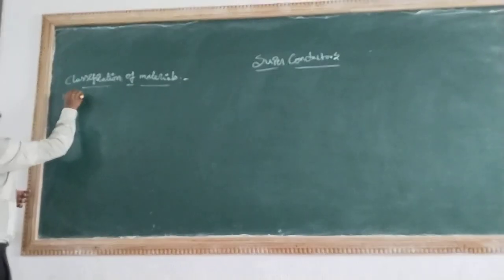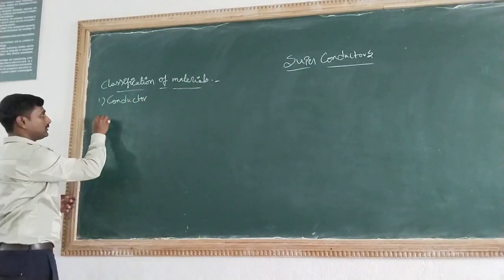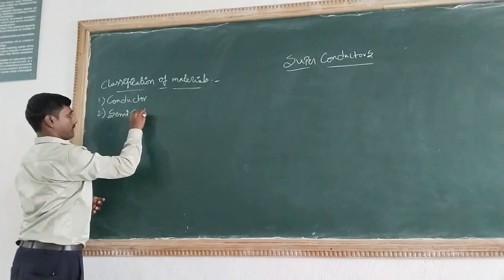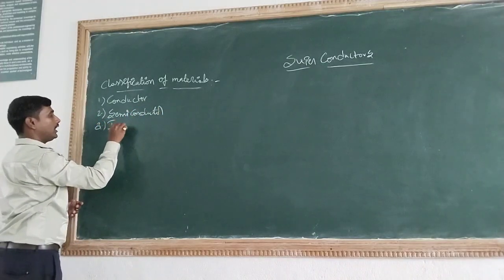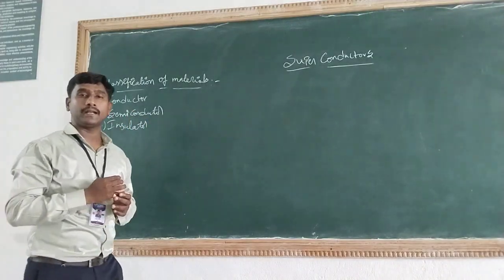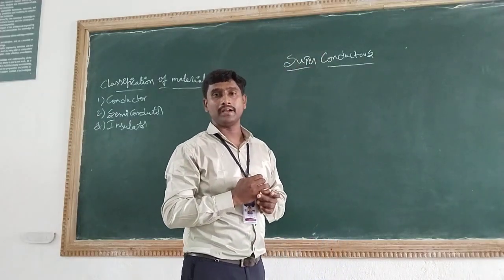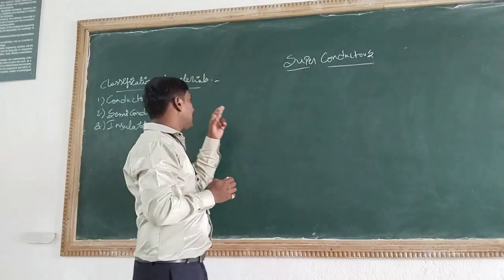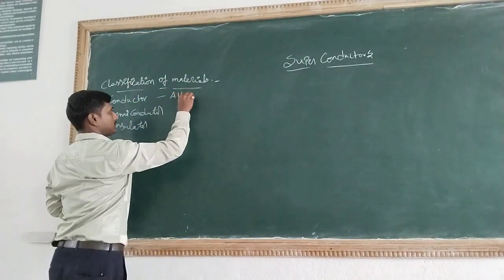Namely, conductor, semiconductor, insulator or non-conductor. You see the definition: conductor. If the energy gap between valency band and conduction band is minimum or there is no energy gap, then those materials are called conductors. Example, all metals.